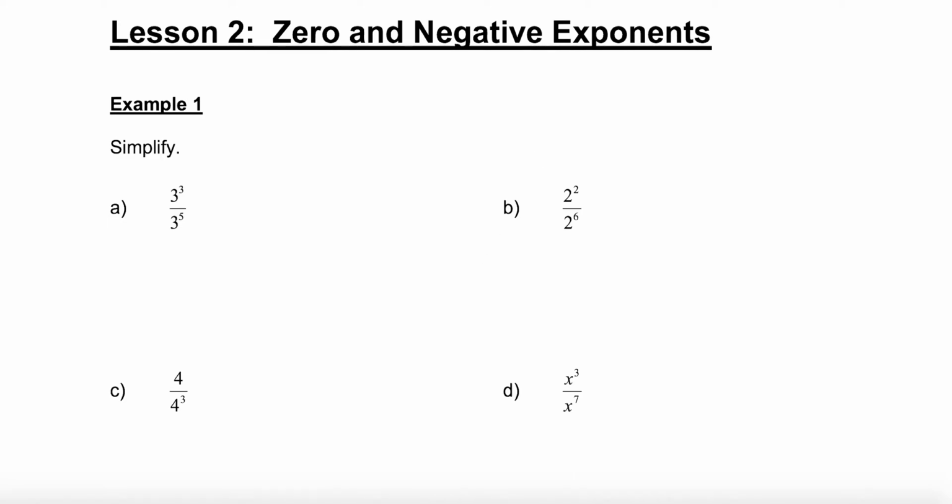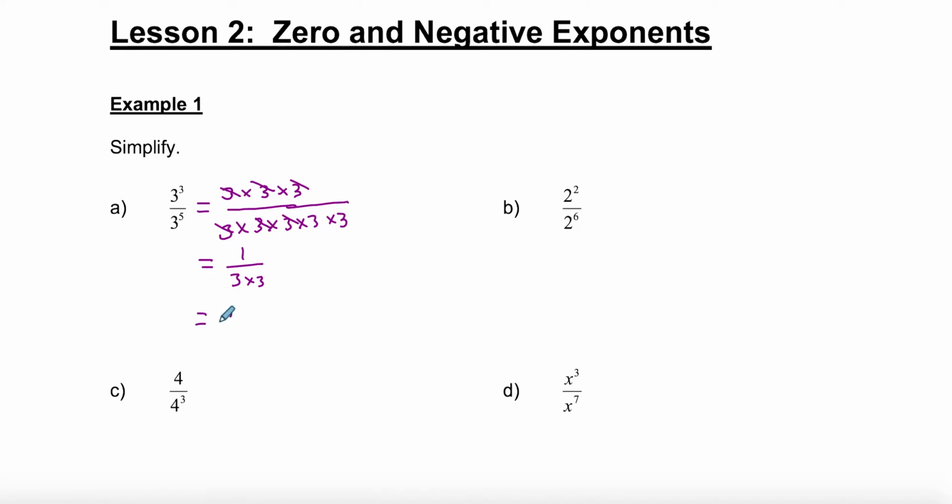Hi, here's our second lesson on zero and negative exponents. When we see exponents written as fractions, in this case, what this means is really 3 times 3 times 3 divided by 3 times 3 times 3 times 3 times 3, like that. But I'm not going to expect you to write that out every time. You notice that these 3's would cancel with what is in the denominator. So we really end up having 1 over 3 times 3, or just 1 over 9.